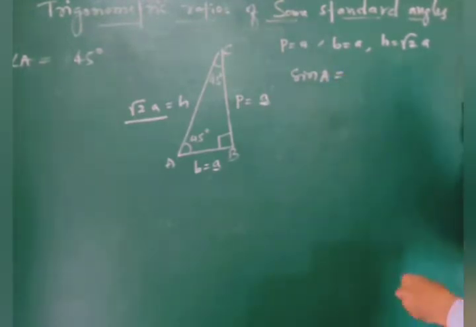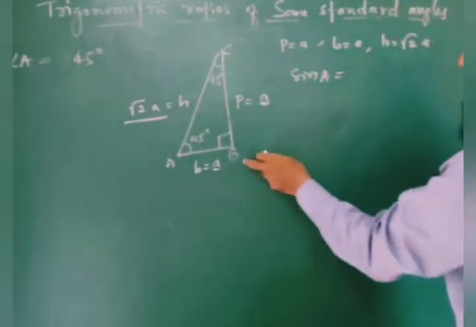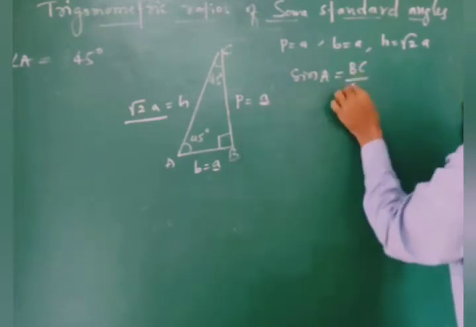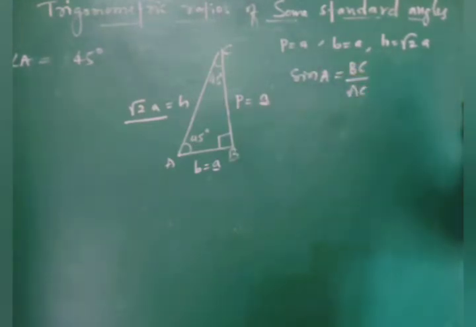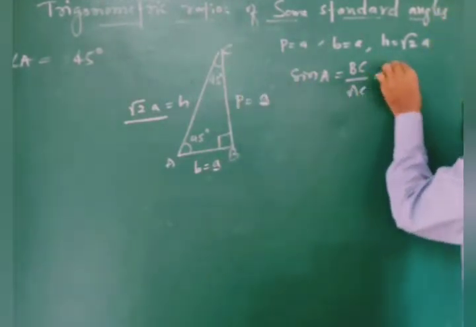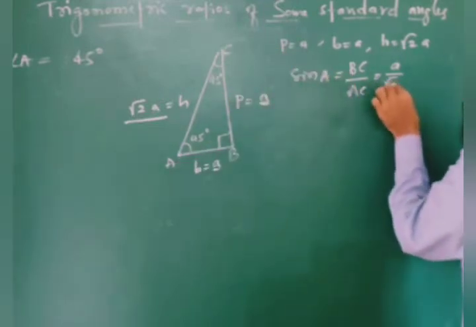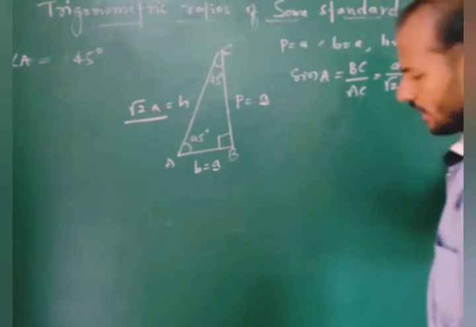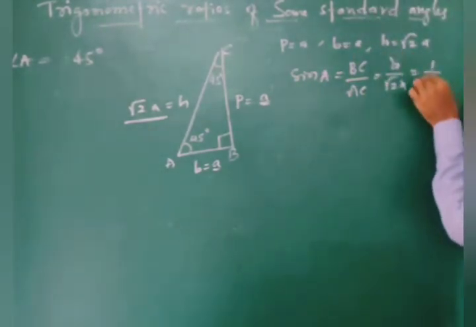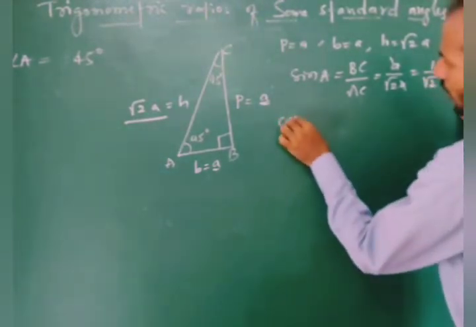What is the ratio of sine A? Perpendicular by hypotenuse, means BC by AC. Here BC is a, and AC is root 2 a. Now a gets cancelled. What we get here is only 1 by root 2. Next, cos A.